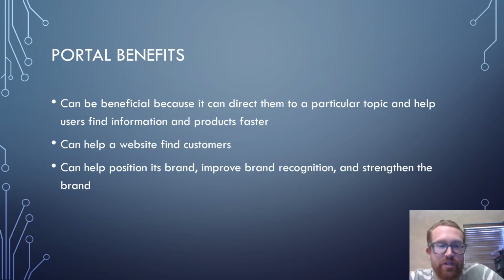Some benefits to portals: they can be beneficial because they can direct users to a particular topic and help them find information and products faster. It can also help a website find customers. And it can help position its brand, improve brand recognition, and strengthen the brand. Because once you get that information out there that you appeal to a certain interest, you're able to find people who are looking for that similar interest.